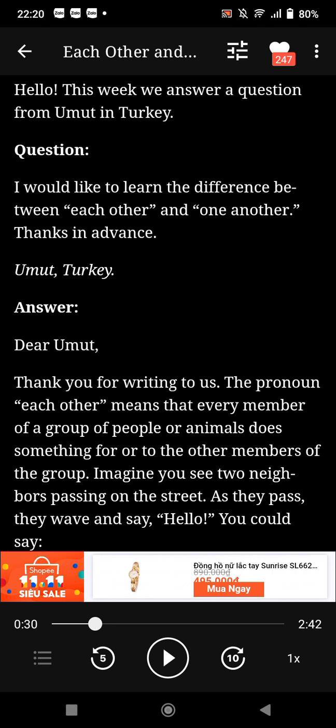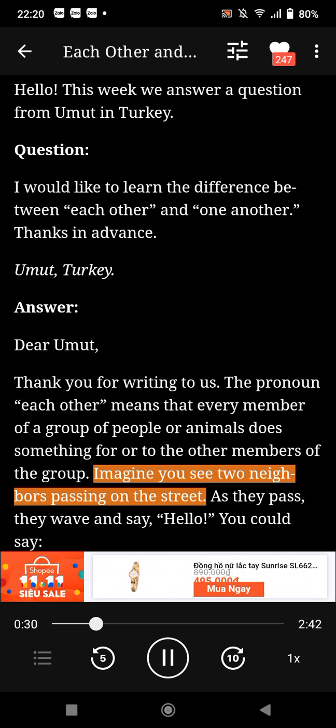The pronoun each other means that every member of a group of people or animals does something for or to the other members of the group. Imagine you see two neighbors passing on the street.